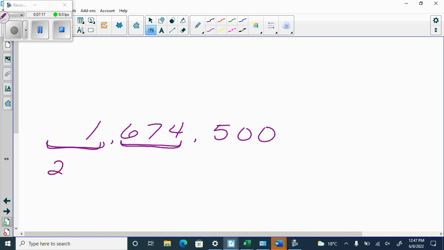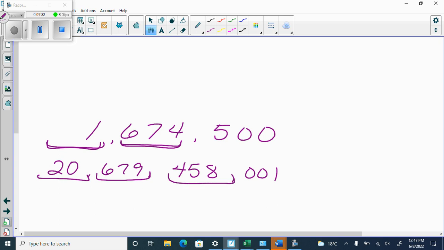Like if I had 2, 0, 6, 7, 9, 4, 5, 8, 0, 0, 1, this would be in the billions, right? So this is 20 billion, 679 million, 458,000, and this is 1. That's it.